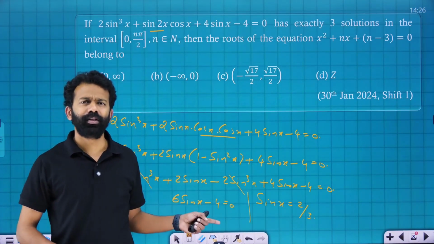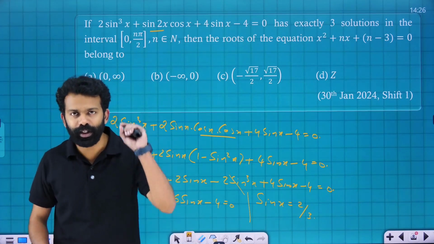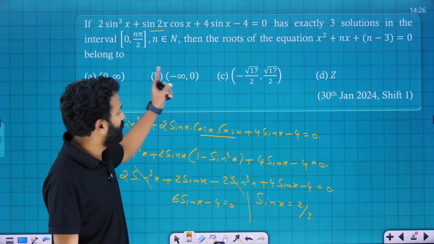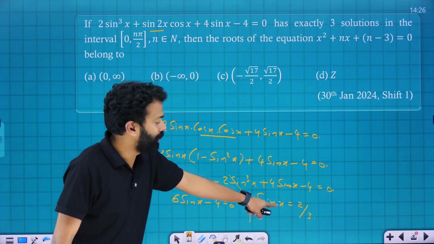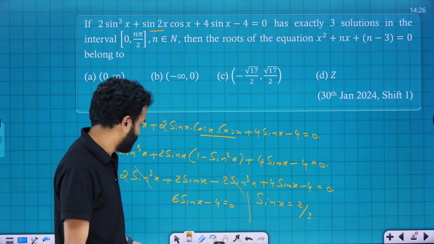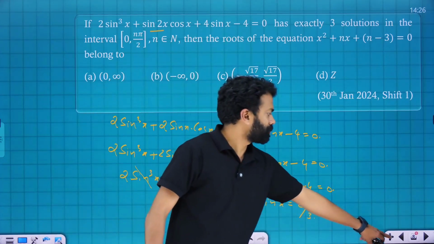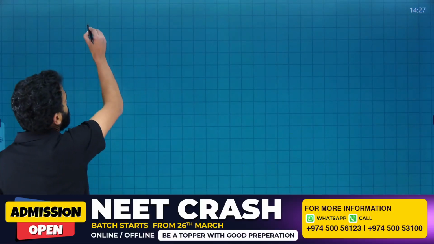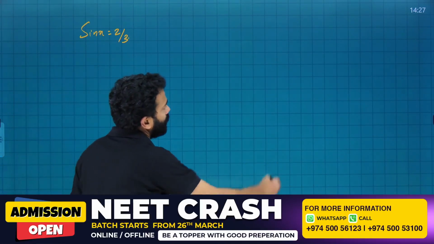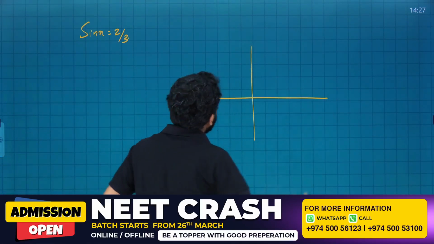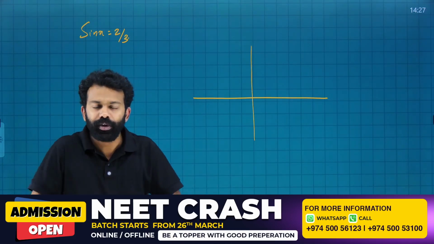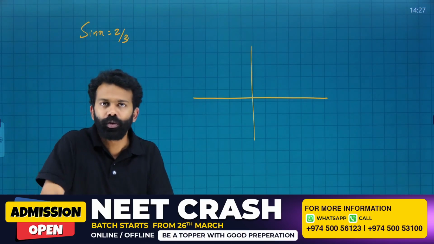Actually, do you need to find that? You don't have to find the angles. You just need to find till which interval this equation has 3 solutions. That's all. It's very easy, and how to do that I will show it to you. We know that sine x is equal to 2 by 3. 2 by 3 is less than 1. So some angle of sine should be equal to 2 by 3. Which angle, we do not know. Actually, we don't want to know that angle.